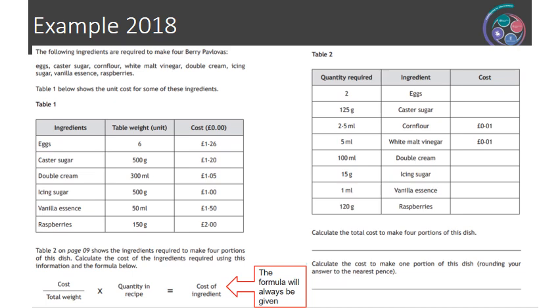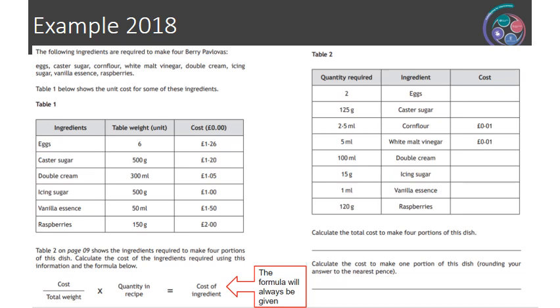The following ingredients are required to make 4 berry pavlovas: eggs, castor sugar, corn flour, white malt vinegar, double cream, icing sugar, vanilla essence, and raspberries. Table 1 below shows the unit cost for some of these ingredients. So eggs, for 6 of them, is £1.26. For 500 grams of castor sugar, it's £1.20. For 300 millilitres of double cream, it's £1.05. For 500 grams of icing sugar, it's £1. For 50 ml of vanilla essence, it's £1.50. And for 150 grams of raspberries, it is £2.